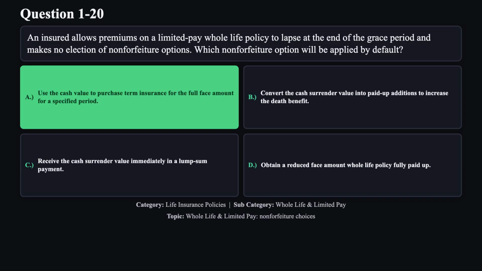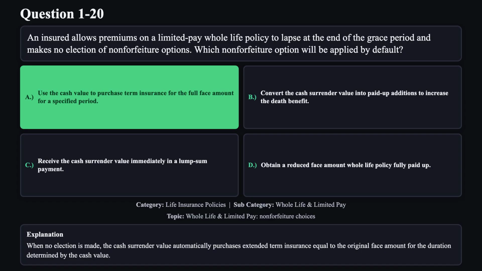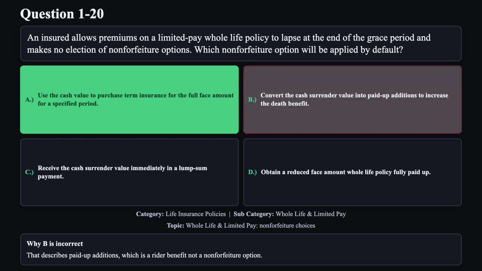The correct answer is A. When no election is made, the cash surrender value automatically purchases extended term insurance equal to the original face amount for the duration determined by the cash value. Reason B is not correct. That describes paid-up additions, which is a rider benefit, not a non-forfeiture option.